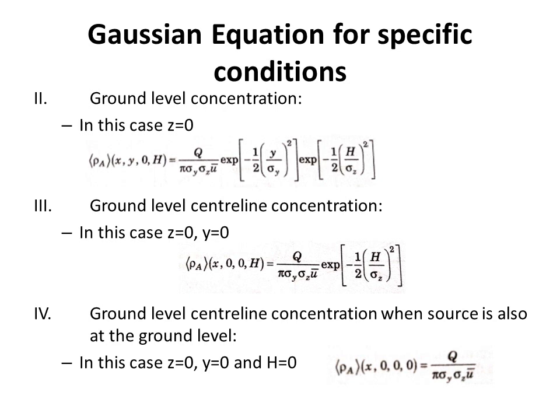Next is the ground level center line concentration when source is also at the ground level. For example, the source will be at the ground level in case of a vehicle located on the road. So, here the source is at the ground level, so h is equal to 0. And since we are going to find out the ground level concentration, z equal to 0, and since we are finding the center line concentration, y is also equal to 0. So, rho A of (x, 0, 0, 0) is equal to Q by pi sigma y sigma z u bar.